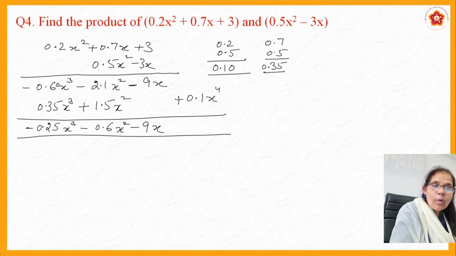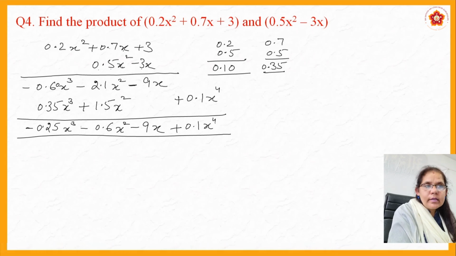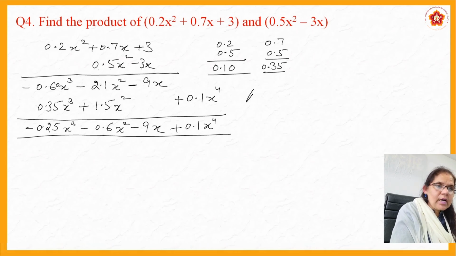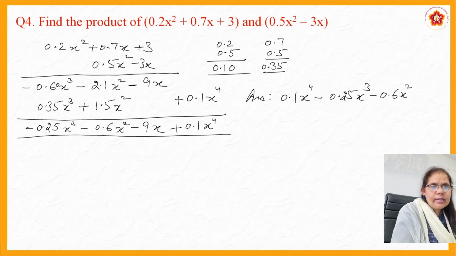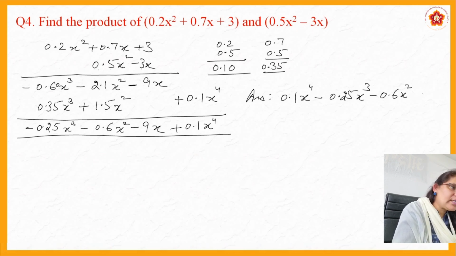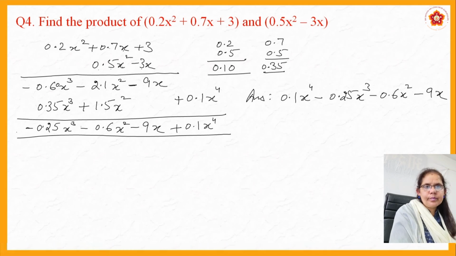Minus 9x I'll copy as it is. And 0.1x raised to 4 I'll copy. So if you see your answer, we'll write down the highest term first. Then we will write down the cube term. Then I'll write down the square term, and the last one is the x term.